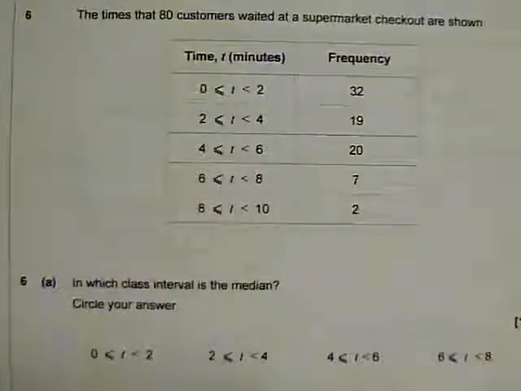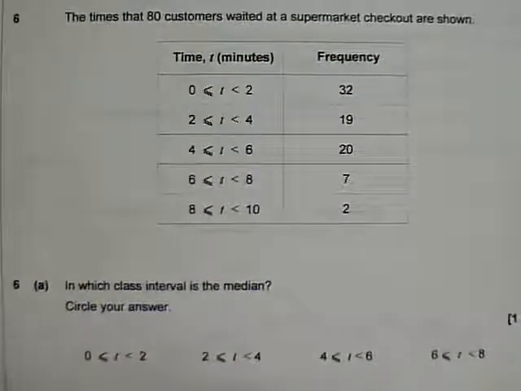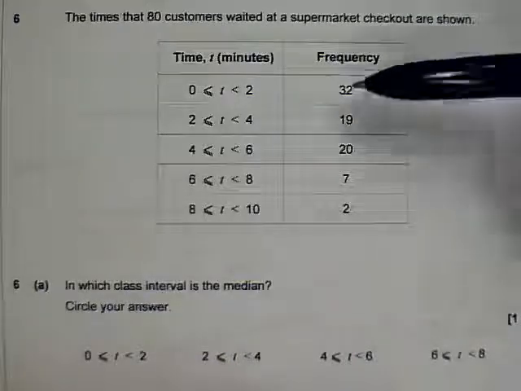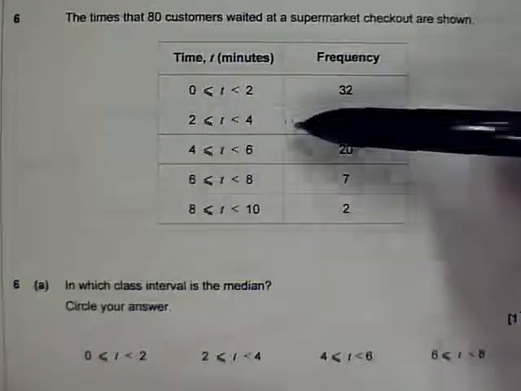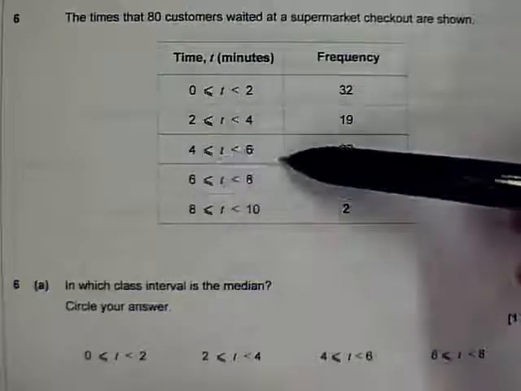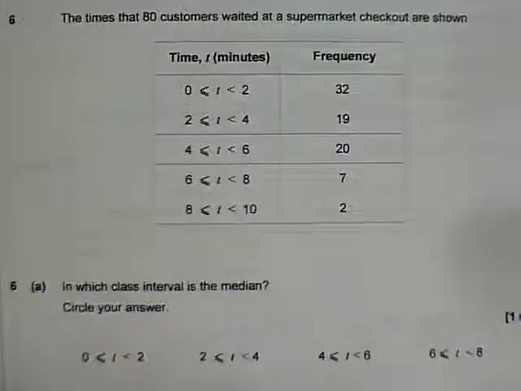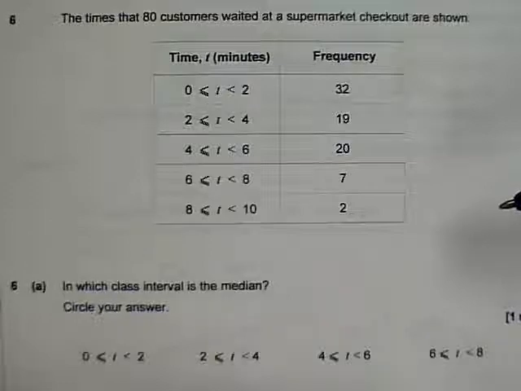Question number 6. The times that 80 customers waited at a supermarket checkout are shown. So this means that 32 people waited between 0 and 2 minutes, 19 people waited between 2 and 4 minutes, 20 people waited between 4 and 6 minutes, and so on. The first part of the question, we're asked which class interval is the median.